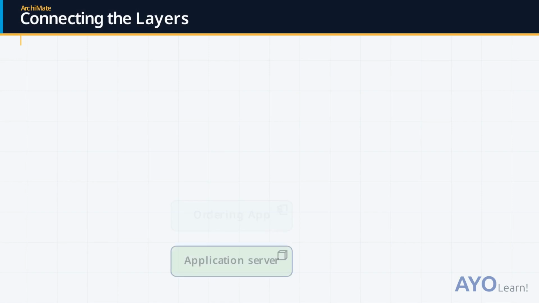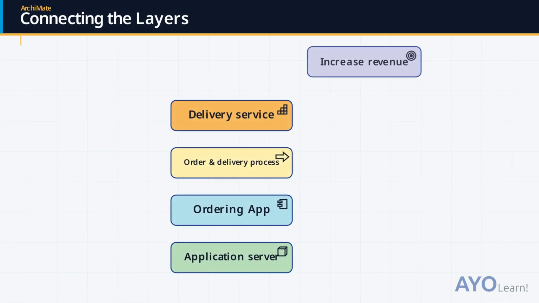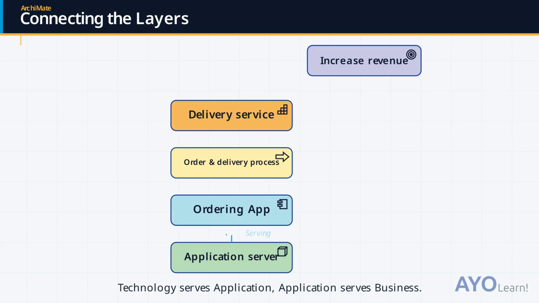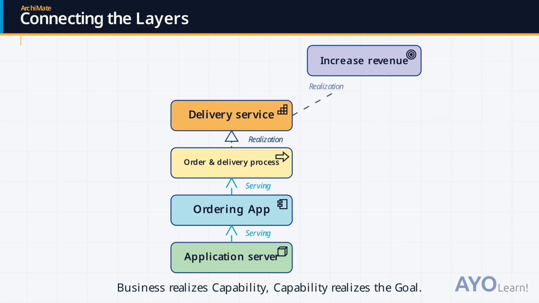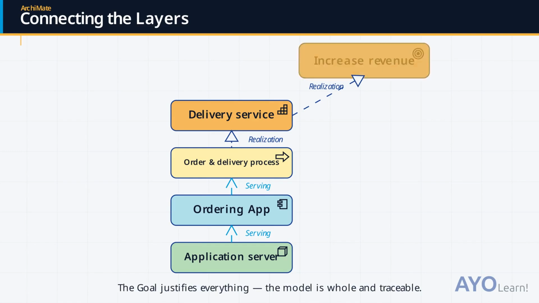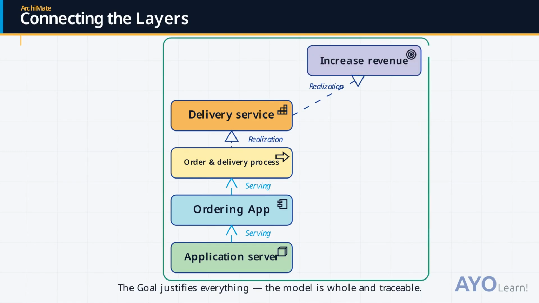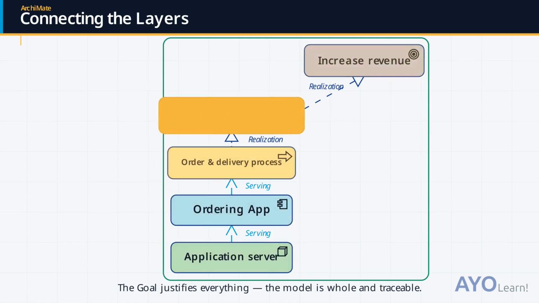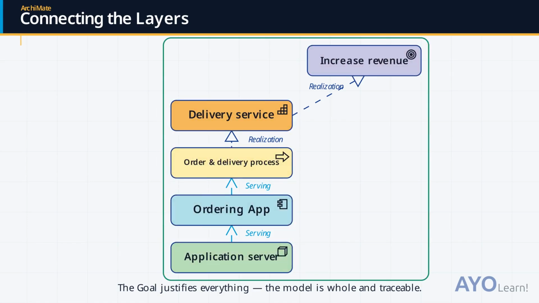Now let's connect all 6 layers. Technology serves application, application serves business, serving arrows flow down the stack. Then business realizes a capability in strategy, and that capability realizes a goal in motivation. Realization arrows always point up toward what they fulfill. The goal gives the reason for everything, making the model whole and traceable.